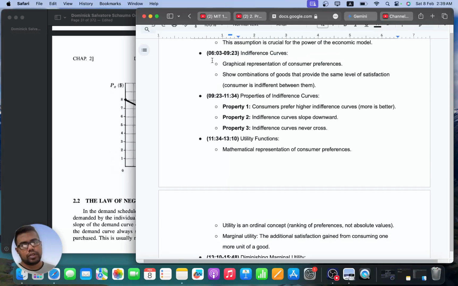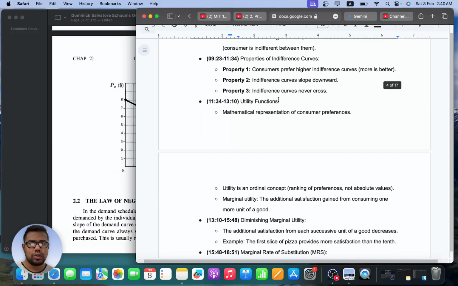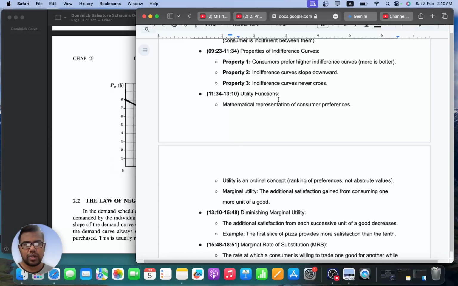Indifference curve, graphical representations of consumer preference. How do we model consumer preference? I think with the demand curve, showing combinations of goods that provide the same level of satisfaction. The consumer is indifferent between them. Properties of indifference curves: we're going to learn indifference curves early on. Indifference curves slope downward. Indifference curves never cross.